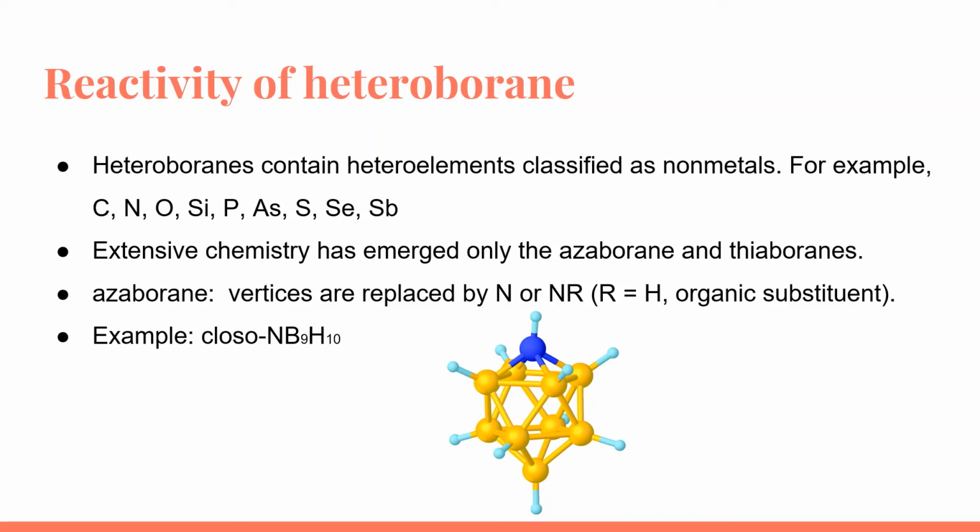In this part, I want to focus on the azaborane, which is also a family of the heteroboranes, in which the vertices are replaced by nitrogen or NR, where R can be H or an organic substituent, for example closo-NB9H10. These are basically the structures of the azaborane, with the blue one indicating the N group.